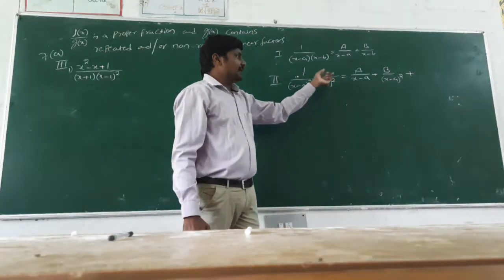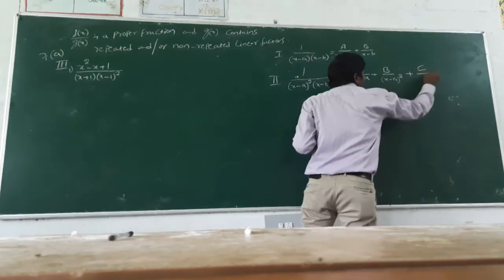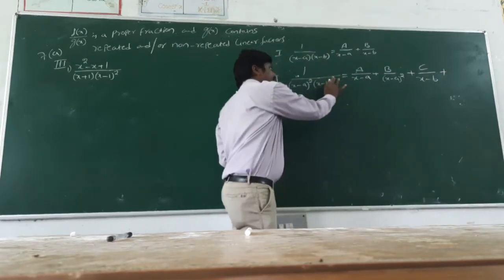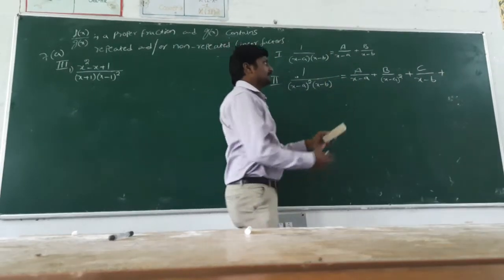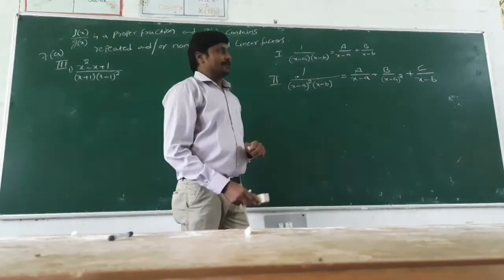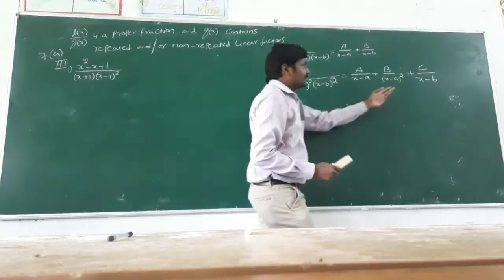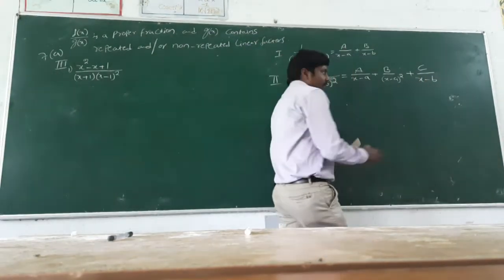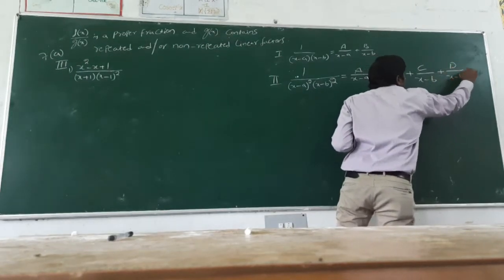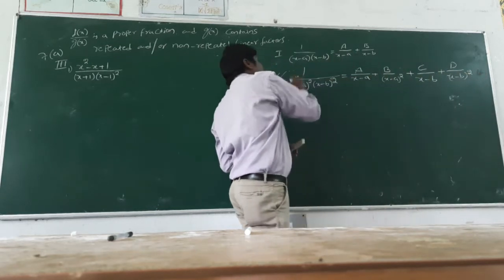But x minus b is also a repeated linear factor. That's why you take C by x minus b. If there were only x minus b, the fraction would be C by x minus b only. But you have (x minus b) whole square, so you take C by x minus b plus the fourth constant D by (x minus b) whole square. This is the second type of partial fractions.